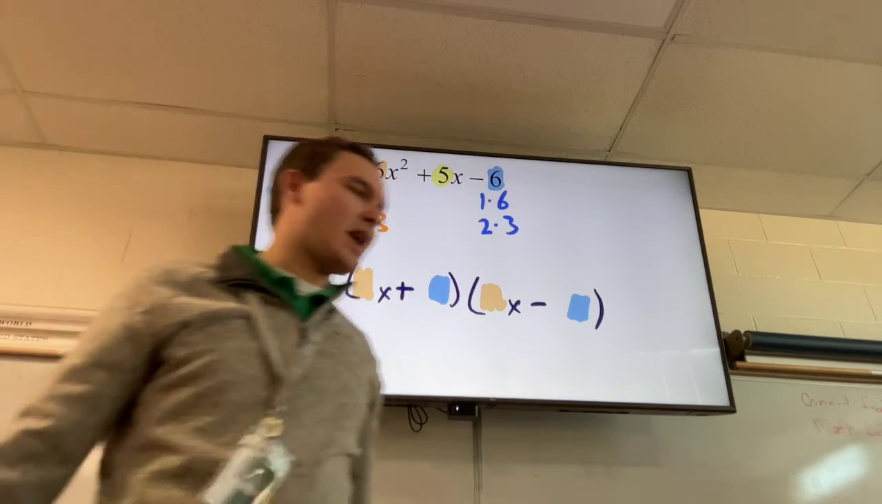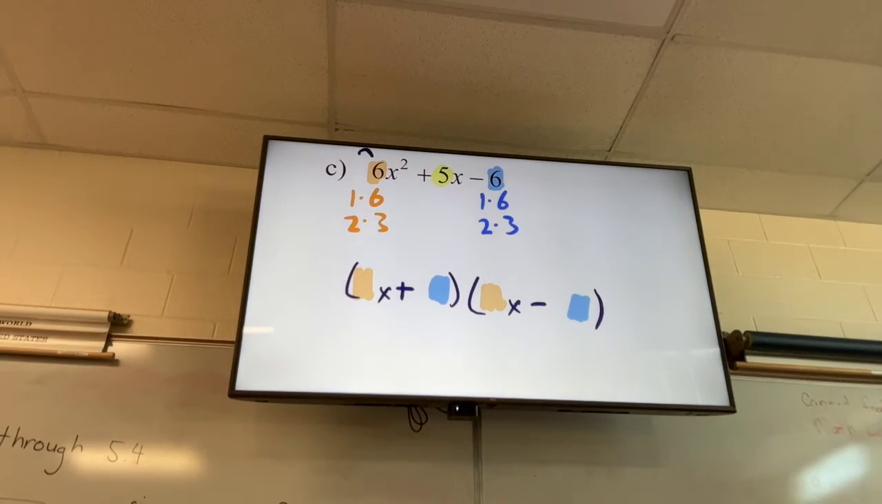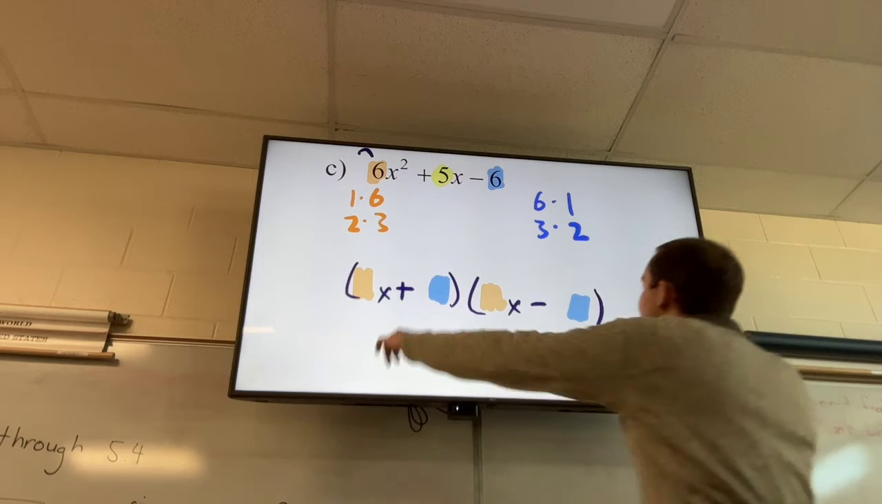What do we do when we try every pair and it doesn't work? We're not going to see if it's prime yet. We do what? We flip the blue numbers, yeah? We flip the blue numbers. Okay. Let's try this now.